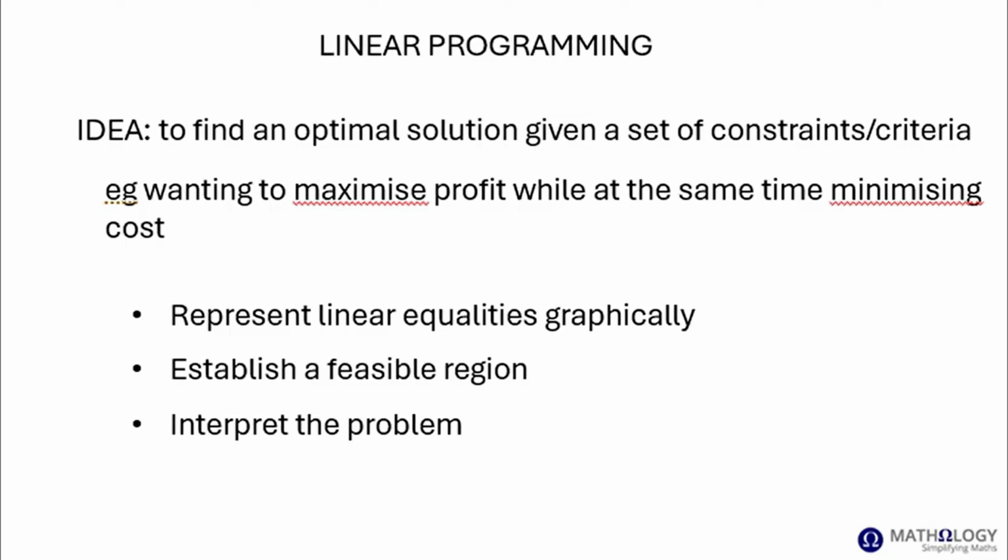Once we've established that feasible region, we can then interpret the problem. So these constraints, these linear inequalities, help us optimize a function. So we'll take, for example, a profit line. We want to maximize profit. So we'll, for example, sell cardboard boxes, large ones and small ones. And we want to be able to maximize profit while at the same time keeping the cost down. Obviously, to manufacture a large cardboard box would cost more than manufacturing a smaller cardboard box. So you take all these constraints into consideration.